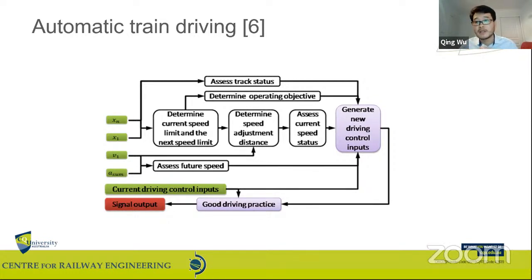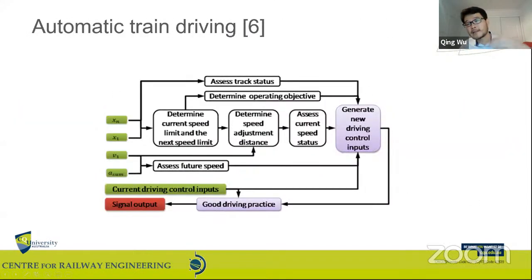expert system, which means, okay, if you expect your speed is going to be a little bit under the speed limit, then you increase the notch. If you expect your speed is going to be over speed, you decrease the notch. So the key is you have to predict the future. That's why we have to use the current speed, the current acceleration, and the current track gradients. Then using this information, we predict the future and constantly adjust how we are driving the train. That is the automatic train driving model.